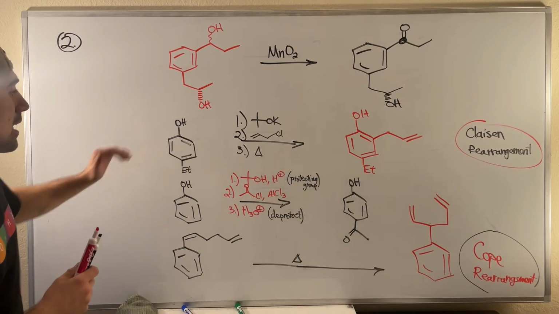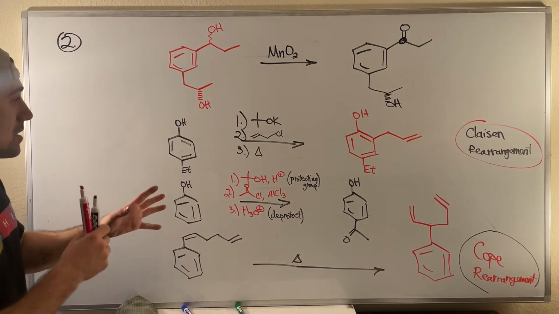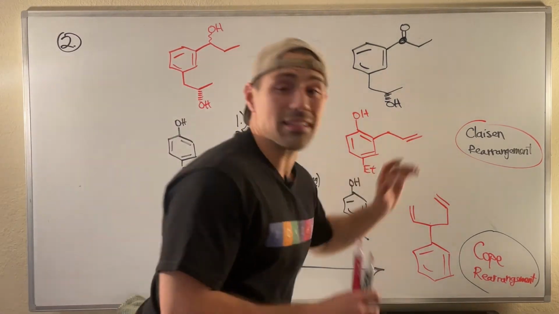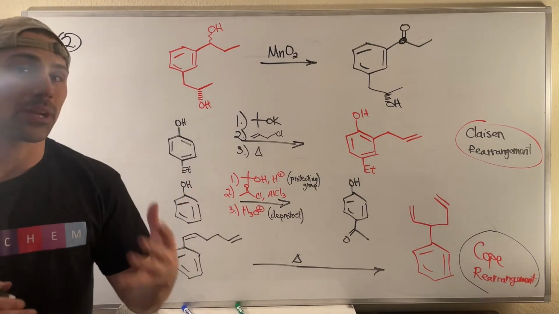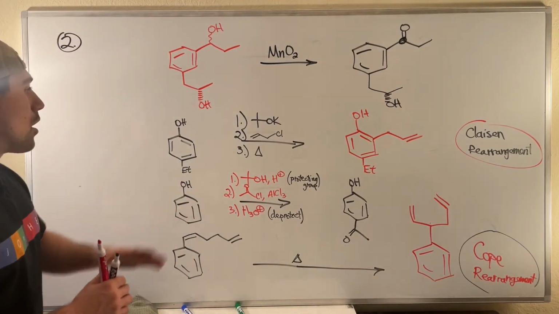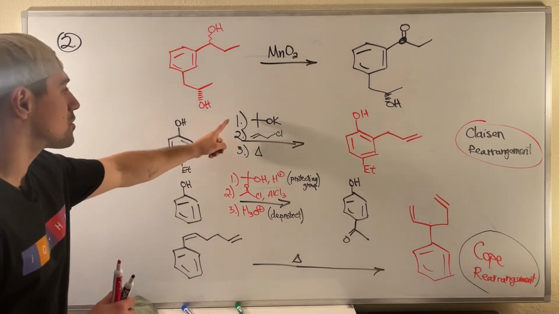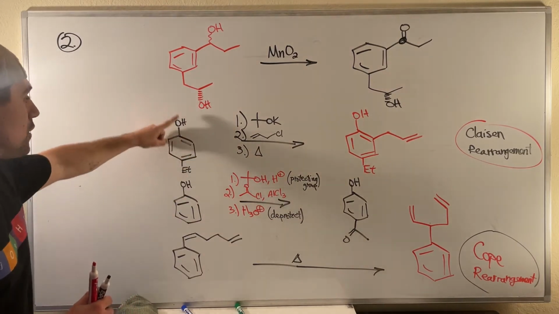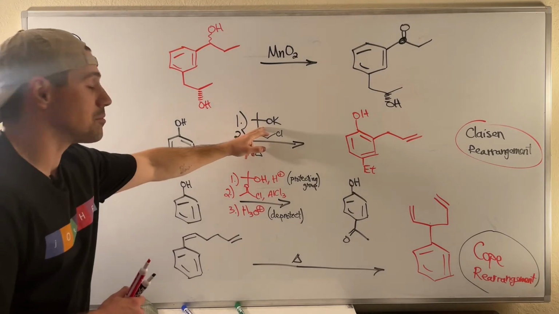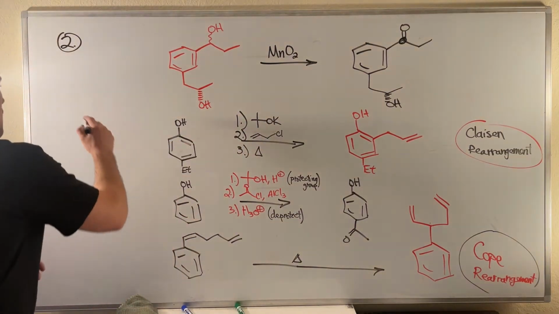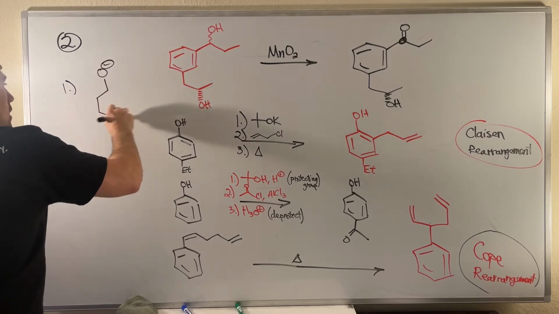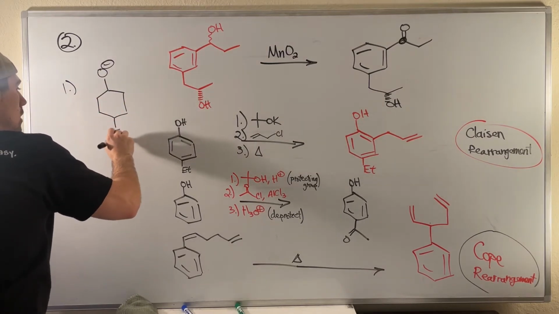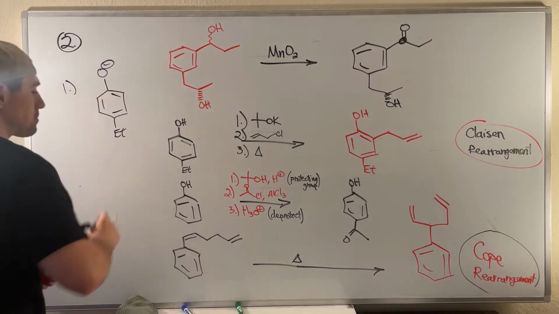Now, the second problem right here. This does involve a Claisen rearrangement. So this one definitely, I feel like the Cope and Claisen rearrangements can be tough. But let's take this one step at a time. So in this first step, right, we have a phenol derivative. We have potassium tert-butoxide. First step, we're just going to deprotonate our alcohol. So we have this right here.